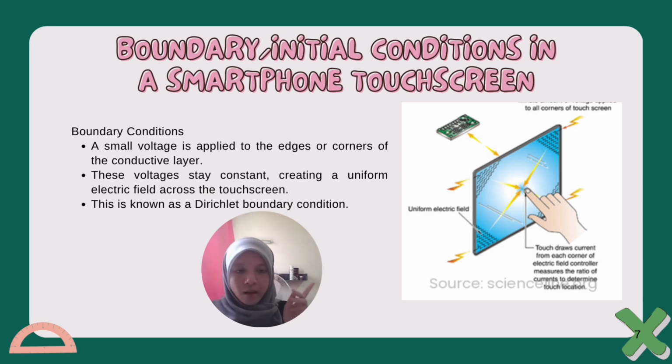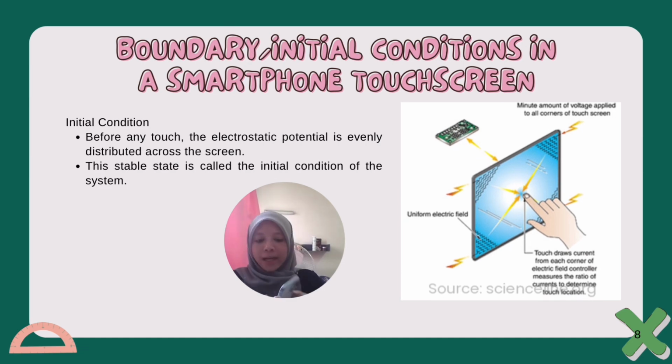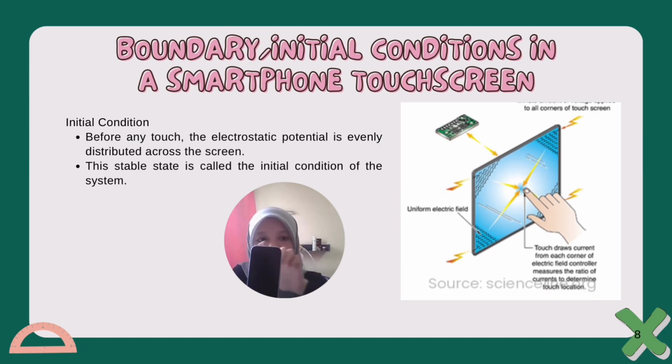Based on the diagram that I included in this slide, you can see that small voltages are applied to the corners of the touchscreen, and these small voltages are kept constant. We call that a Dirichlet boundary condition. Just like in the diagram, the edges of my phone screen are also held at a constant voltage. That creates a stable electric field before any touch happens. We call this the initial condition.